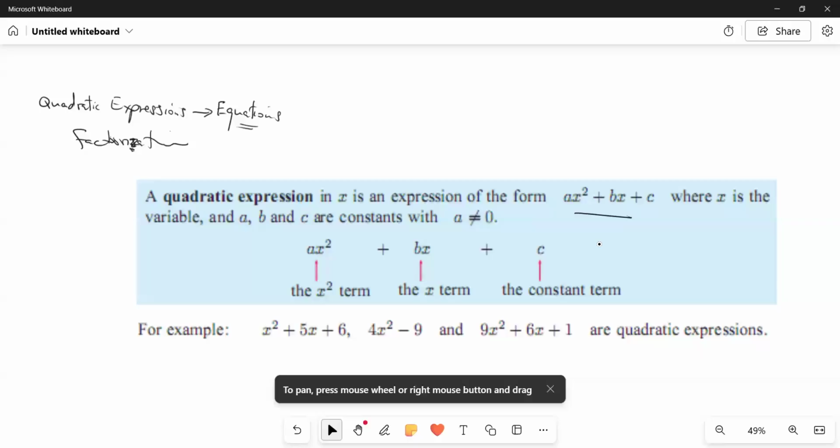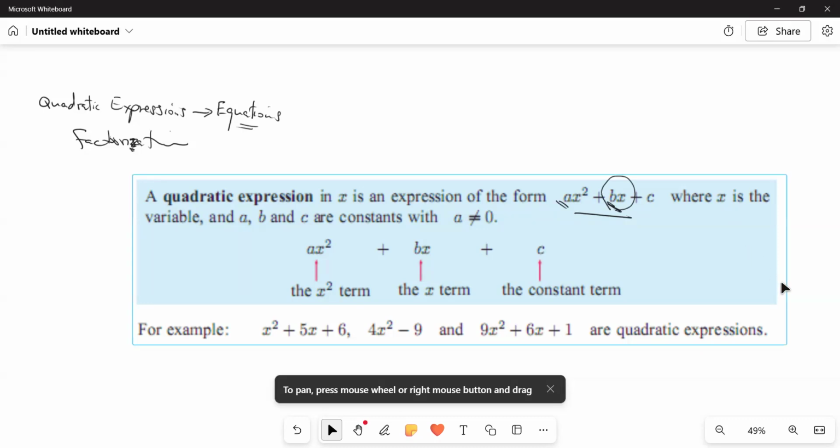The coefficient a must not be zero. You can have b being zero. You can have a quadratic without that term. I'll give you a little hint as to why they call it a quadratic.